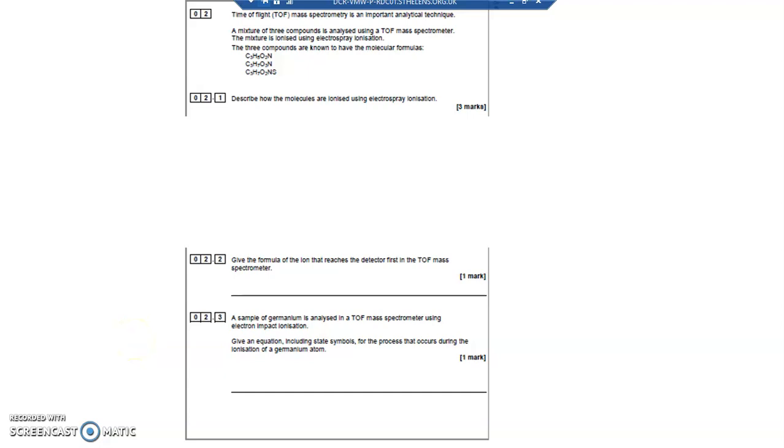Question 2, we've got time of flight mass spectrometry, which is an important analytical technique. We've got a mixture of 3 compounds analysed, and we've got the formula of each of the 3 compounds. First of all, describe how the molecules are ionised during electrospray ionisation.